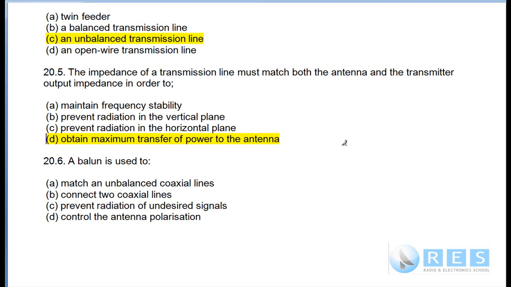20.6. A balun is used to match unbalanced coaxial lines, connect two coaxial lines, prevent radiation of undesired signals. No, match unbalanced transmission lines. So if you had two different coaxial lines of different impedance, although the common one is 50 ohms, you can get 90 ohm impedance cable, and if you wanted to join those two cables together, you would use a balun. If you wanted to connect balanced line to unbalanced line, parallel line to coaxial line, you would use a balun, just the same.